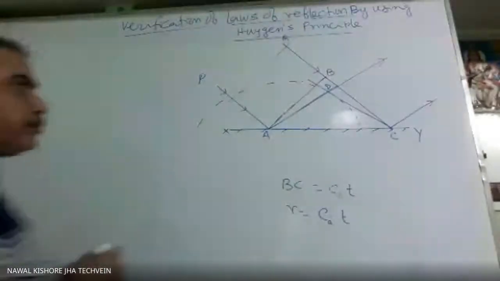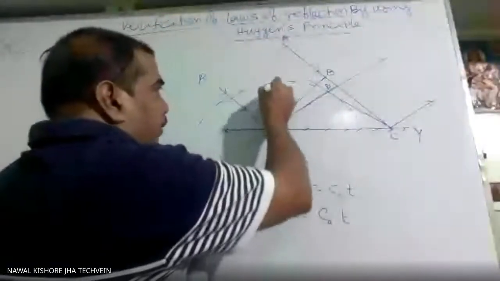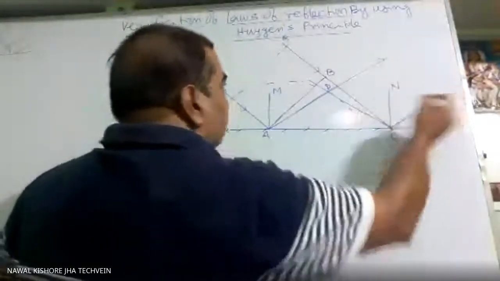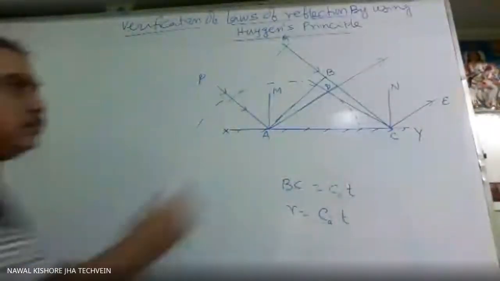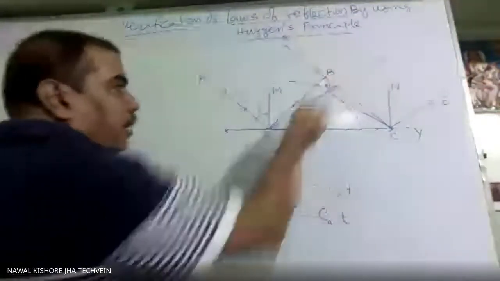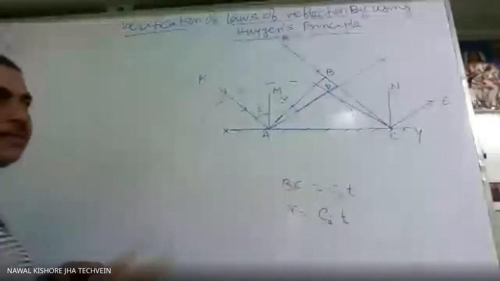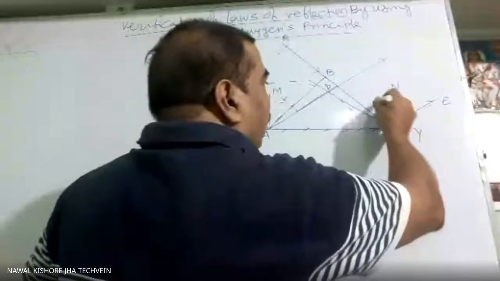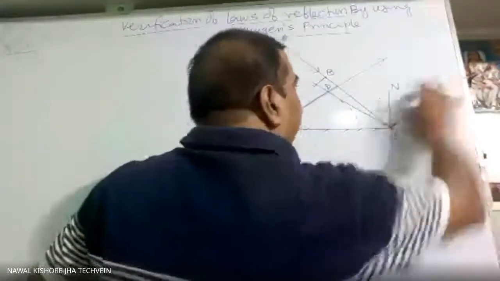Okay, so here, this is our incident ray, this is the reflected ray, and we have drawn the normal. Suppose this is M and this is N. So this is the angle of incidence i, and MAD will be the angle of reflection. We have to prove that the angle of incidence and angle of reflection both are same. Here, the incident ray is this much. This is the angle of incidence, and this will be the angle of reflection parallel to this. Okay.